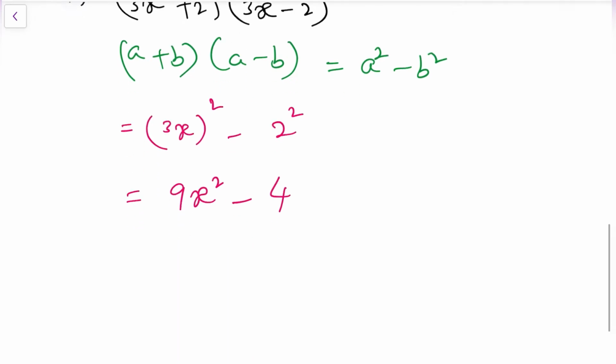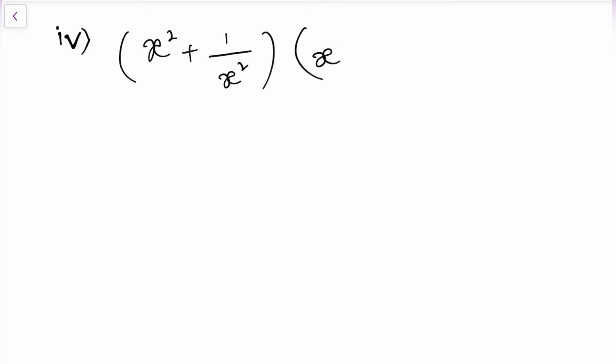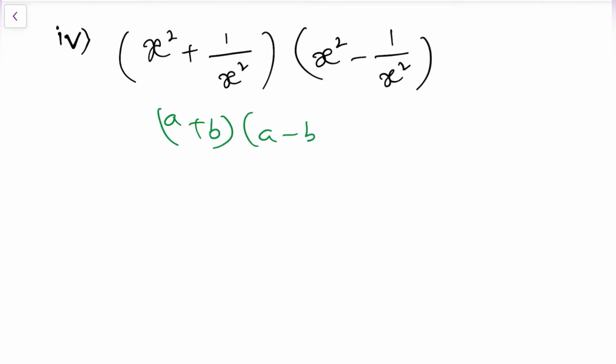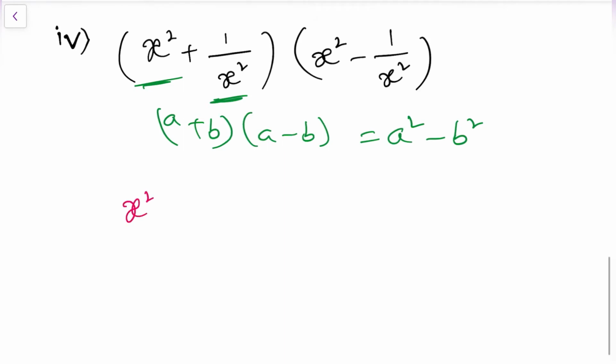Next, let us check the fourth one. x square plus 1 by x square into x square minus 1 by x square. Again, this is also in the form of a plus b into a minus b only. So a plus b into a minus b is equal to a square minus b square. In the place of a, x square, in the place of b, 1 by x square. So a square, x square whole square, minus b square, 1 by x square whole square.